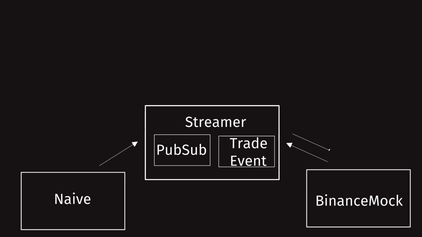As we now modified the streamer to have the Binance mock as a dependency, we effectively created a dependency cycle that can't be resolved. This is an interesting problem that you could see in daily work as a software engineer. The question to ask yourself is where PubSub and the trade event struct belong. In the streamer, in the Binance mock?